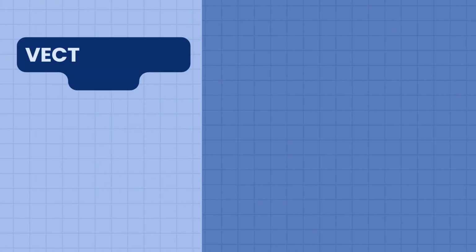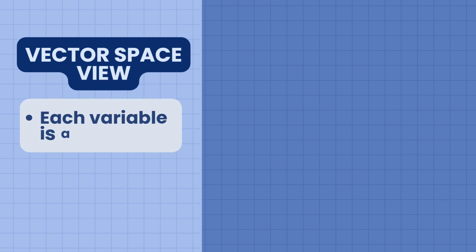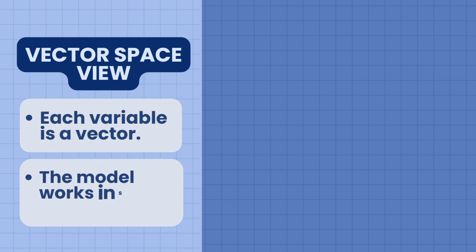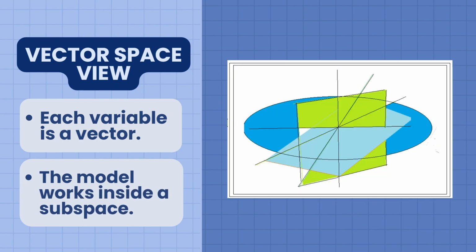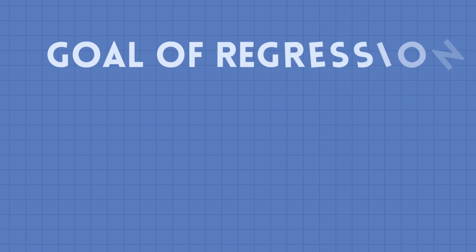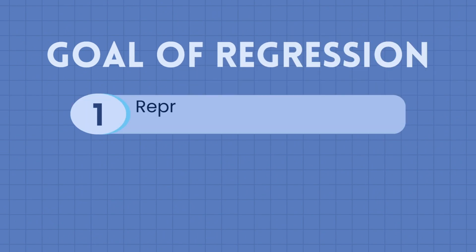Now, instead of thinking of numbers in a table, imagine every variable as a direction or a vector in space. The predictors form a plane. Our goal is to express the output vector as something that lies in that plane. The model tries to express the result vector, like exam scores, using the predictor vectors.